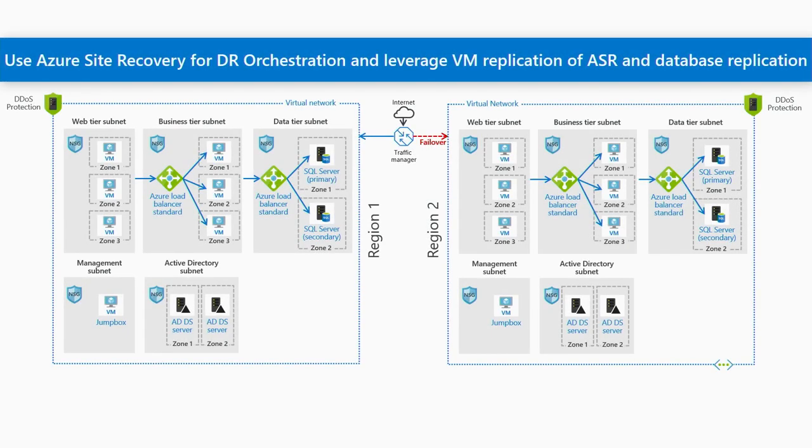So extending the same architecture that we have been seeing, in this case you have your application deployed across 3 availability zones in the primary region, and you have the exact same architecture in the other region with 3 availability zones, connected with Traffic Manager, for example, if you want to run active-active, and configured with Azure Site Recovery. And what Azure Site Recovery does is it continuously replicates the stateful virtual machines from the primary region to the secondary region.